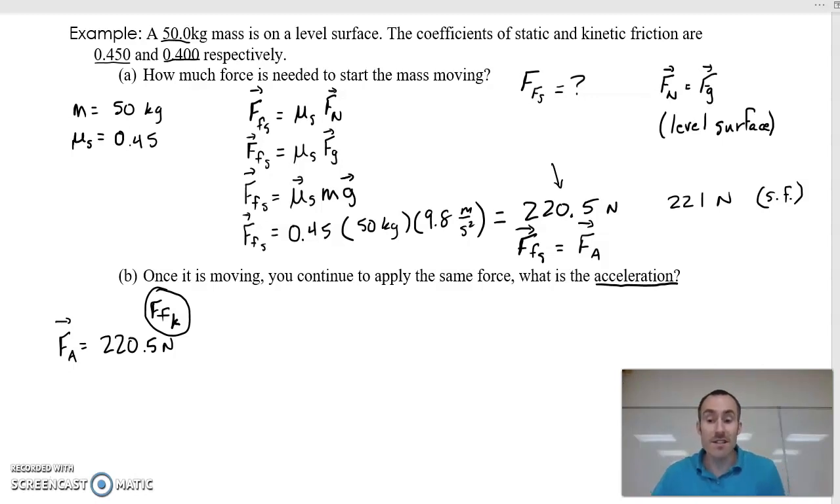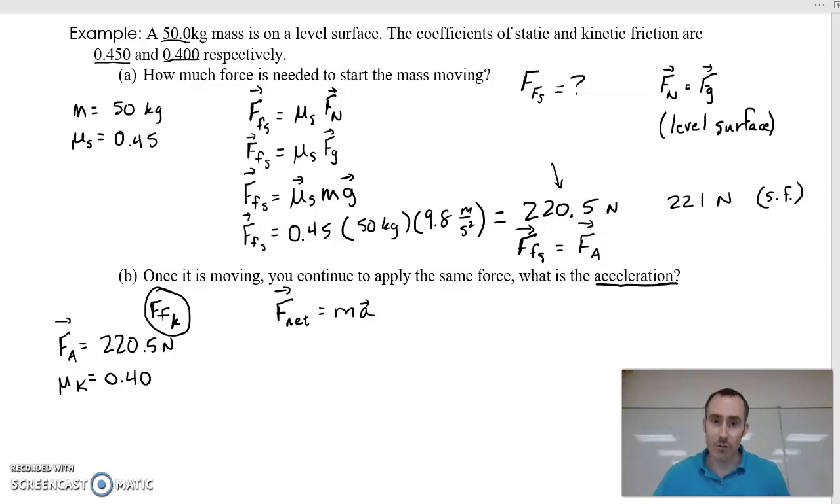So this is the one piece that's new. Well, as well as the coefficient of kinetic friction now is 0.40 instead of 0.45. Okay, so now we're going to calculate F net equals ma. Now in F net we have two pieces. We have two forces that are occurring. We have the applied force, that 220.5 that you're pushing with, and we have the force of kinetic friction, which is trying to hold it back.